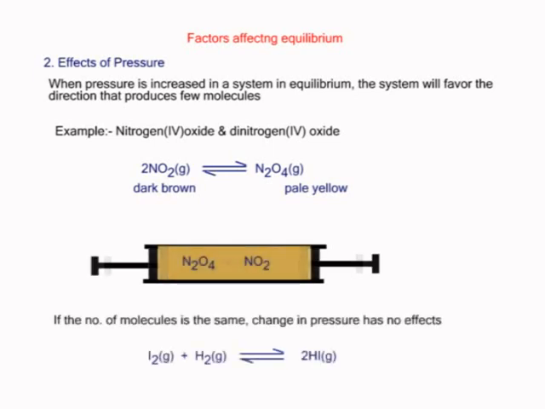If the number of molecules is the same, change in pressure does not affect equilibrium. For example, a reaction between iodine and hydrogen gases to produce hydrogen iodide gas. There are 2 molecules on either side, so change in pressure won't affect the state of equilibrium.